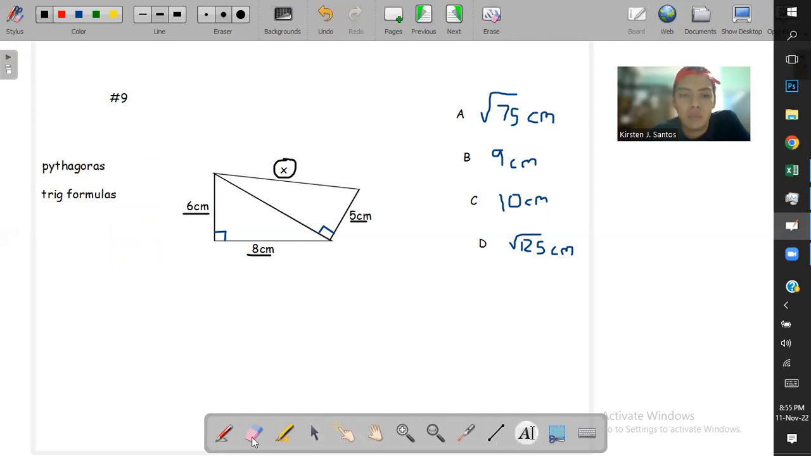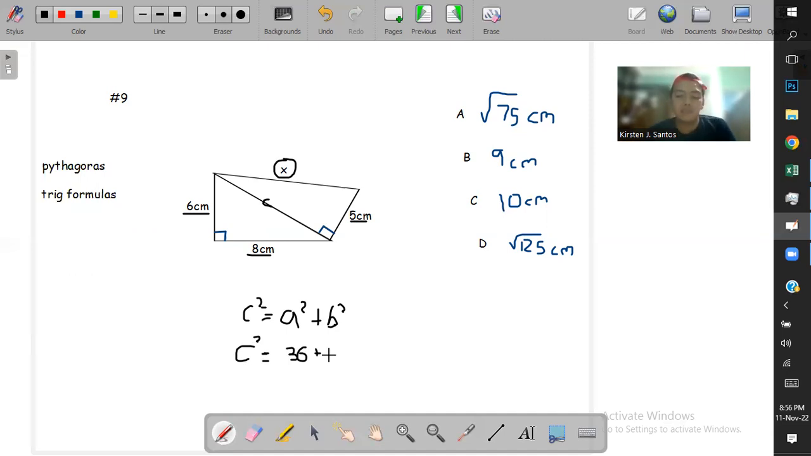And we have the Pythagorean formula, which is c squared is equal to a squared plus b squared. We know this is c, 6 is a, and 8 is b, because those are the legs. So c squared is equal to a squared, which is 6 times 6, which is 36.